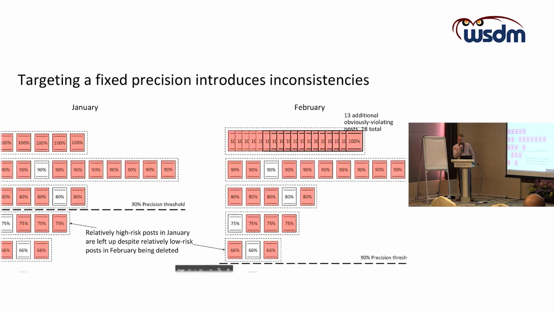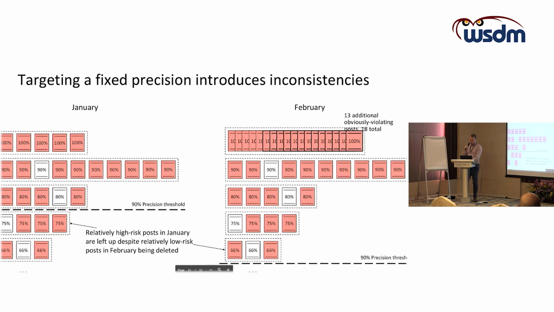To show how this works, let's look at our ecosystem in January and February again. We've got our 2 different thresholds that both achieve 90% precision in their respective months. And let's look at these posts here. These posts in January with a 75% chance of being violating are below the threshold, so they don't get deleted in January. Whereas over here, we have posts with a 66% chance of being violating that are above the threshold in February, so they get removed. So we've got relatively high-risk posts in January being left up, even while we take down relatively low-risk posts in February.